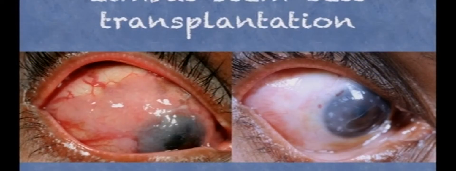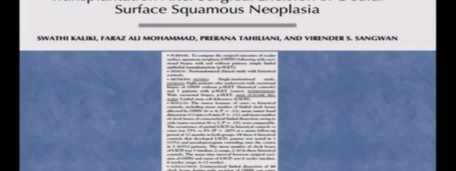The other option, as I was mentioning in the beginning, for these giant or diffuse OSSNs is clubbing them with a simple limbal epithelial transplant at the time of excision biopsy. That also prevents limbal stem cell deficiency and pseudopterygium formation. So this is from our institute.